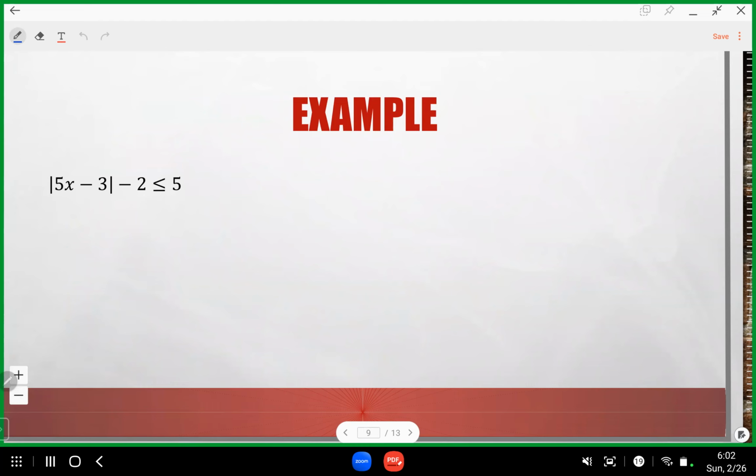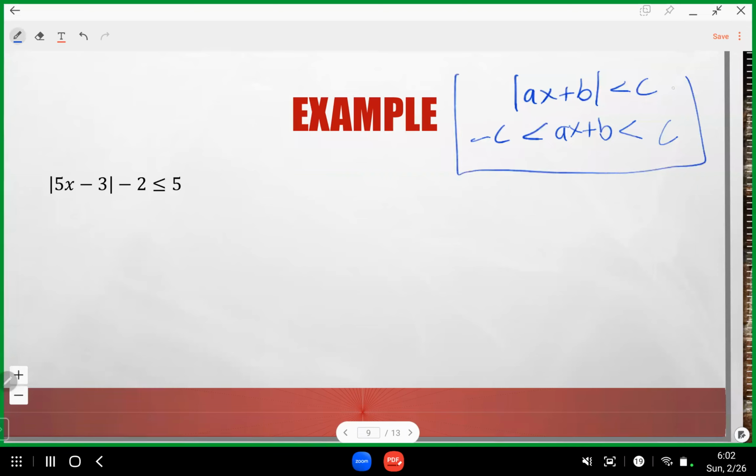So the absolute value inequality, when you have |ax + b| < c, you're going to have ax + b in between c and negative c. That is one scenario. Pay attention to this: is your absolute value argument less than something? If it is, then it's going to be in between that and its negative.